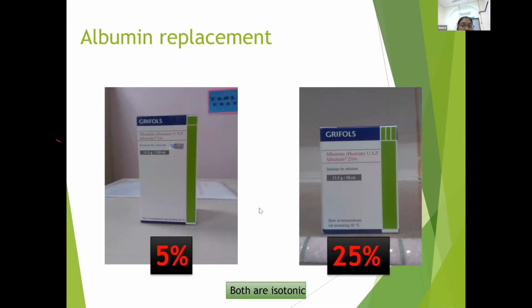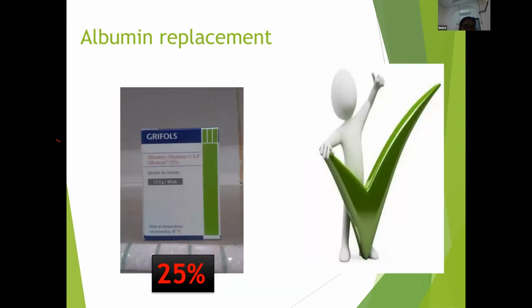If we look at albumin, actually we have 2 strengths available, which is 5% human albumin and 25%, and both are 12.5 gram. But as a replacement, we use 25% human albumin. In rough estimation, every 2 liters we give 1 vial, because 1 vial contains 12.5 gram. So about a liter we give about 6 gram. For 2 liters we can give 12.5 gram.